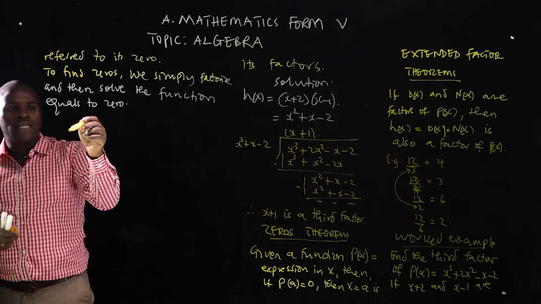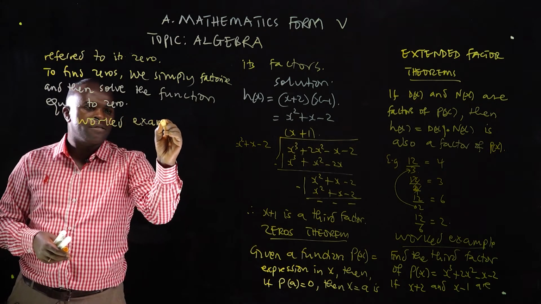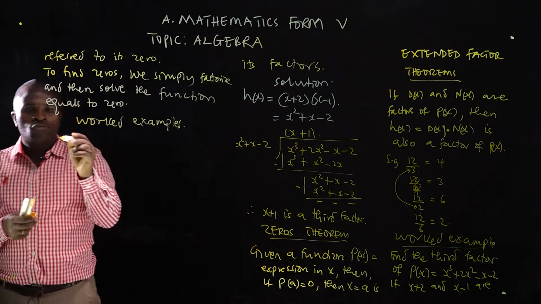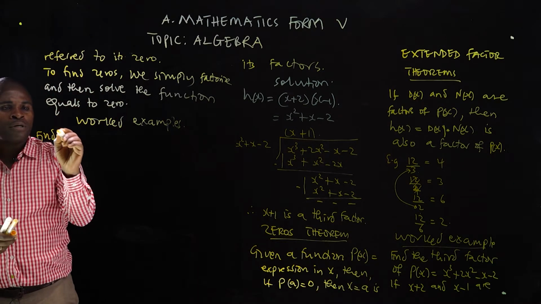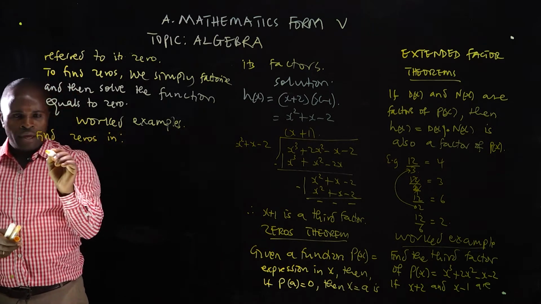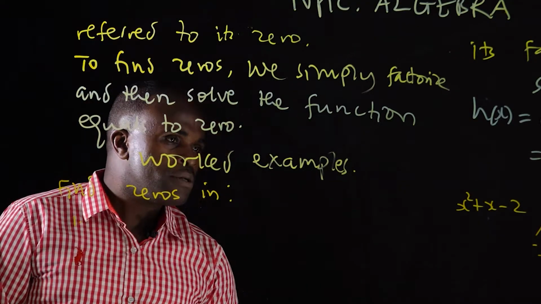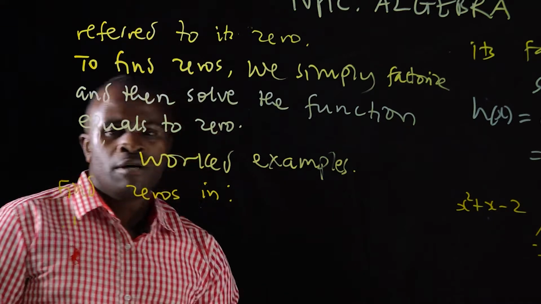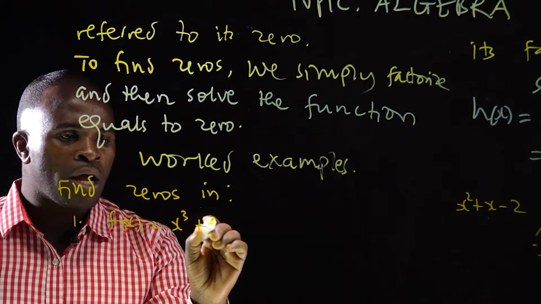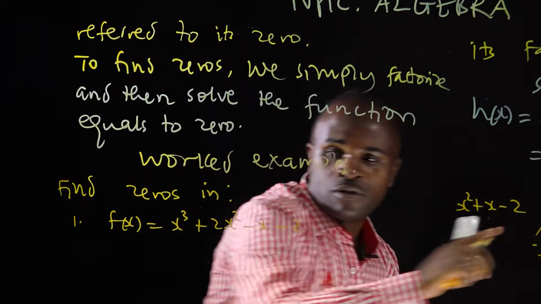Now let's look at worked examples. Let's check worked examples on this part. Here it says, find zeros in. 1. Find zeros in, I can start with the easiest one, which is the question we have been dealing with. Find zeros in f of x equals to x cubed plus 2x squared minus x minus 2. I have just copied this.